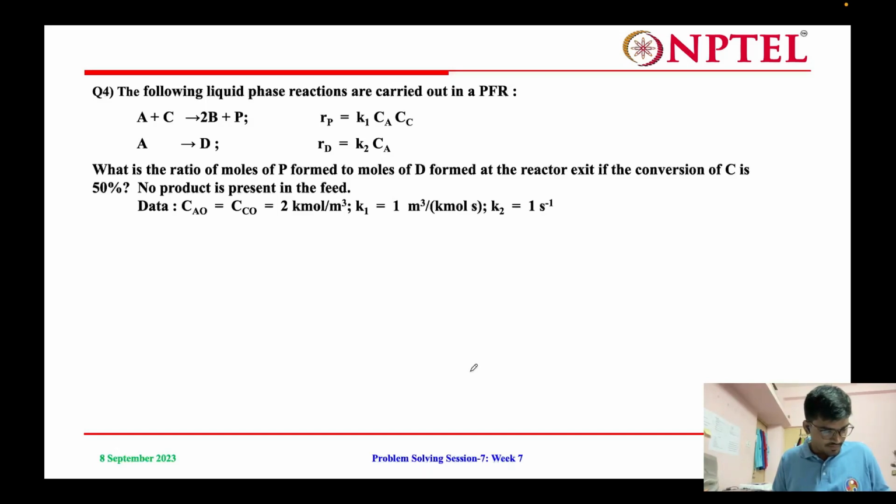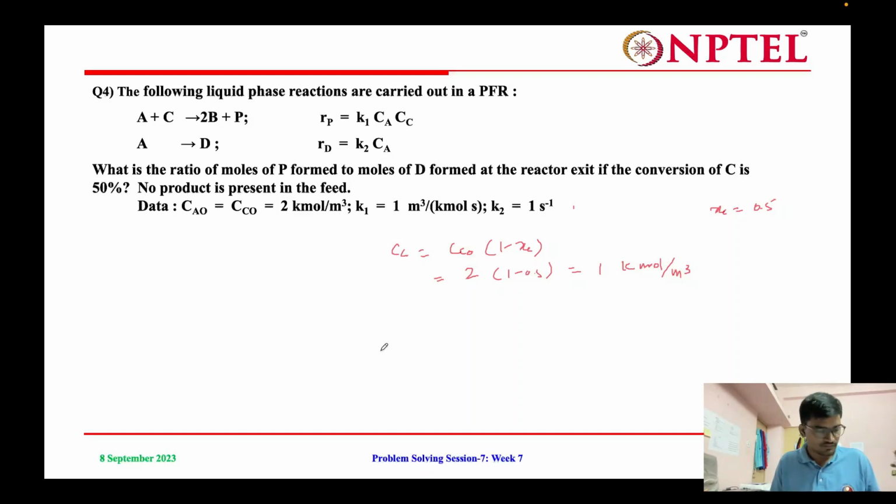So it is a PFR, right. X_C is given as 0.5. So C_C, the concentration of C at the exit, equals C_C0 times (1 minus X_C), right? The initial C_C0 is given as 2 kilomole per meter cube and X_C is 0.5, so it's 1 kilomole per meter cube, right.